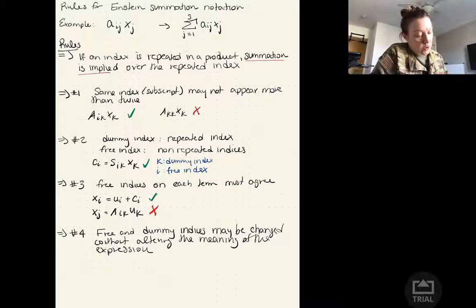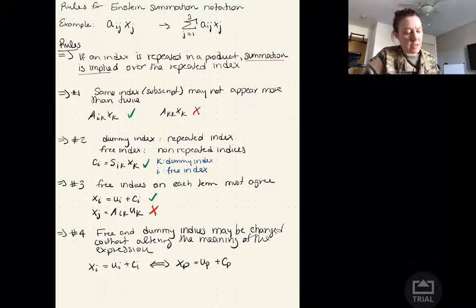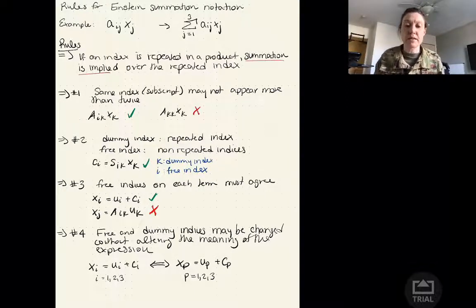So if I were to look at this valid equation in number 3, x sub I equals u sub I plus c sub I. Well, if I just decide I really hate the index I and I really want, I don't know, p, I could just replace every I with a p. X sub p equals u sub p plus c sub p if I wanted to. As long as if I goes from 1 to 3, p would have to go from 1 to 3. So as long as I preserve the range, it doesn't really matter what the index letter is.